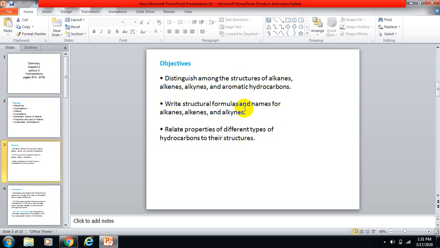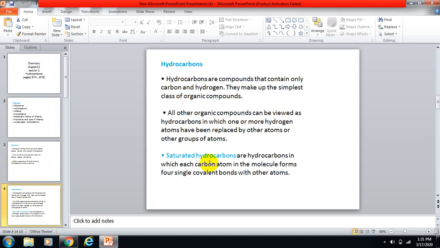Write the structural formula and name for the alkanes, alkenes and alkynes respectively, as I told you. Relate properties of different types of hydrocarbons to their structures: how the structure changes, and how due to the structure change, the properties are going to be affected. Now look here: hydrocarbons are compounds that contain only carbon and hydrogen, as I mentioned before. They make up the simplest class of organic compounds. This is obvious.